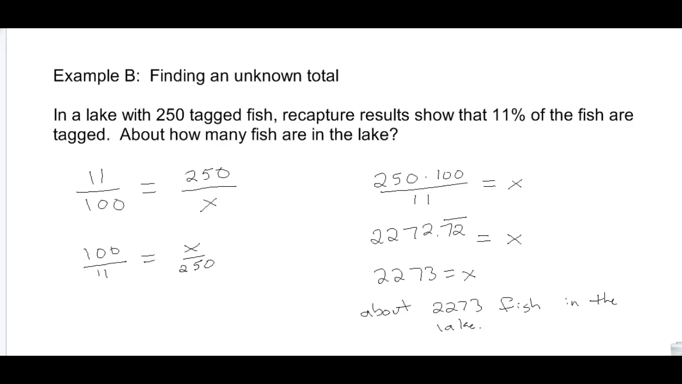Okay, again, we're estimating, so if we're not exact, that's okay. If you said about 2270, if you said about 2300, that would also be okay because we're getting a lot of fish in here. So we say about 2300 fish, that would be okay as well.